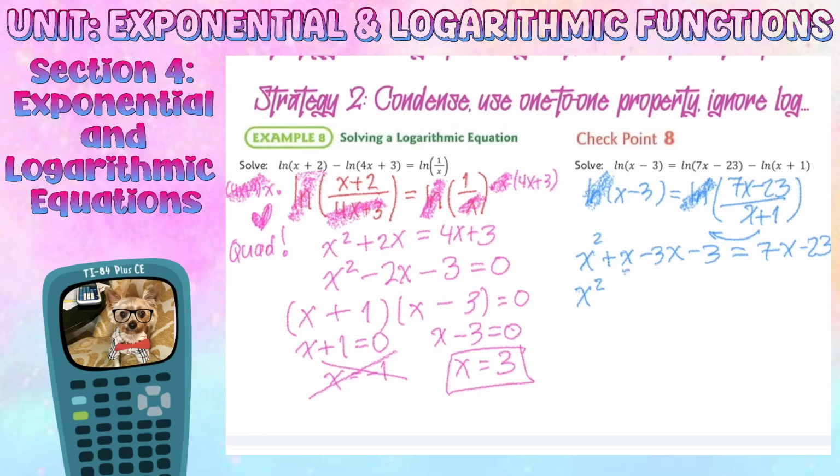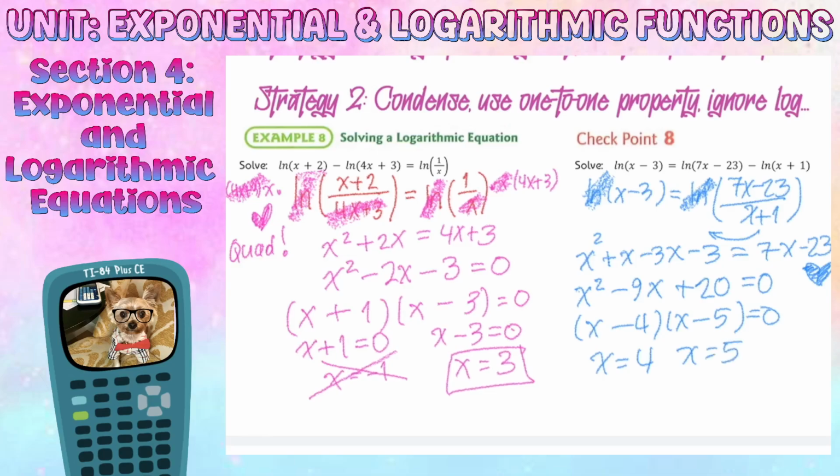So x squared. This is negative 2x. Take the 7x over. Negative 2x minus 7x is minus 9x. Negative 3 plus 23 is plus 20 equals 0. There we go. We got our quadratic. Adorable. We love it. Factor: 4 and 5, minus minus, equals 0. Zero product property. I get x equals 4 and x equals 5.